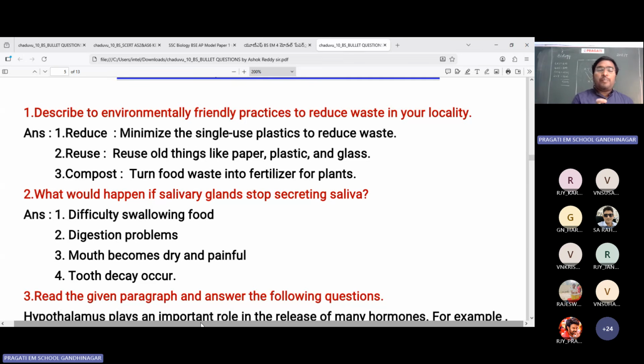And compost is environmentally friendly. That means composting is a very, very important point here. So turn the food waste into fertilizer for plants. Okay. So these 3 points are very, very important for this question, children.